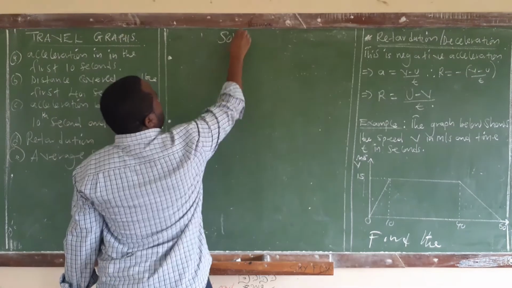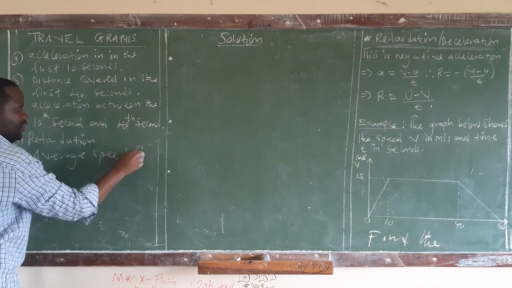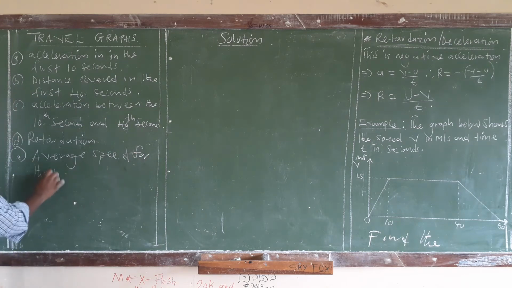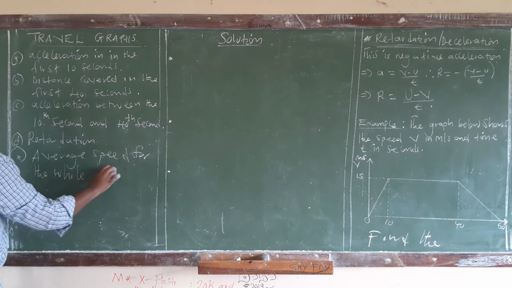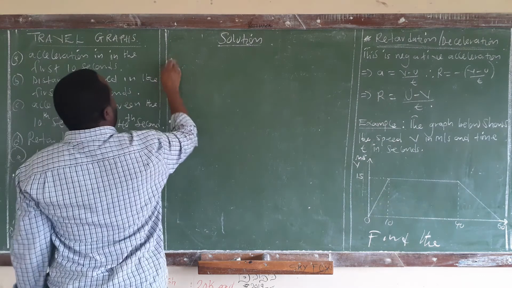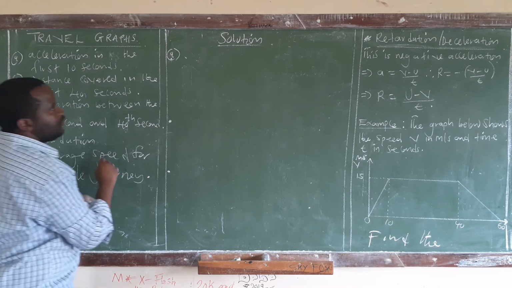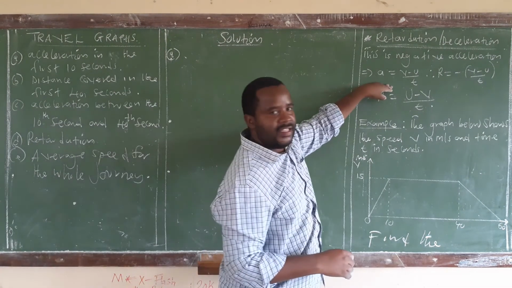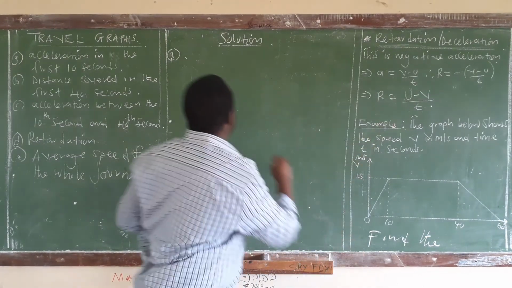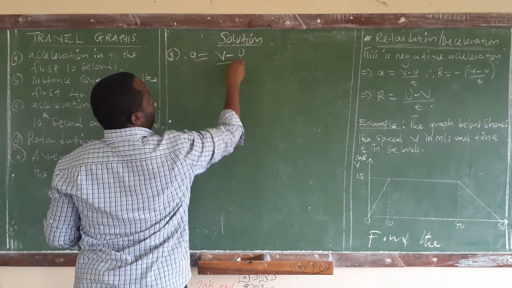We say solution. Then here we can emphasize the average speed for the whole journey. Okay, so here we say A. So we are saying let's get acceleration, here is the situation, in the first 10 seconds. So we can recall the formula. Actually, it's here. We say acceleration is v minus u over time. So we can write A is equal to v minus u over time.